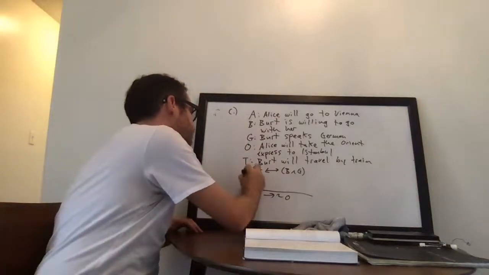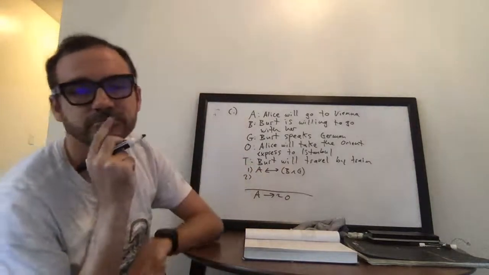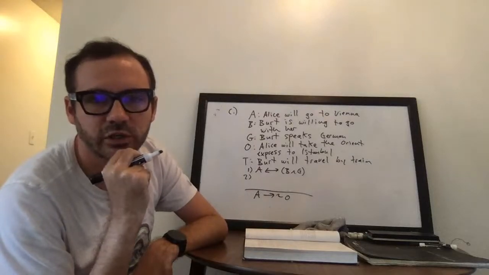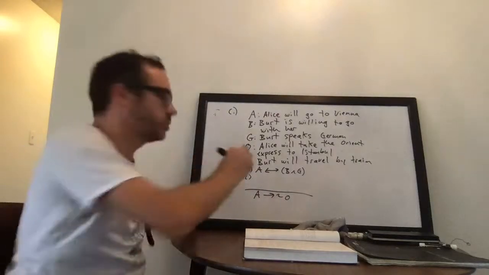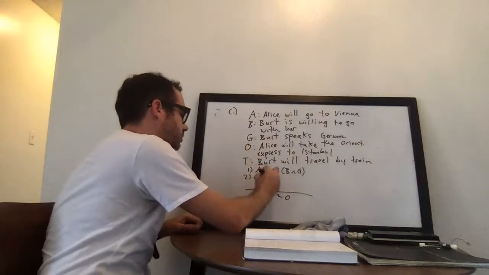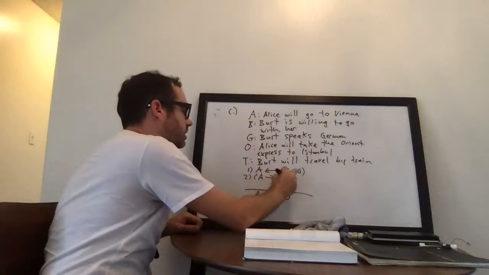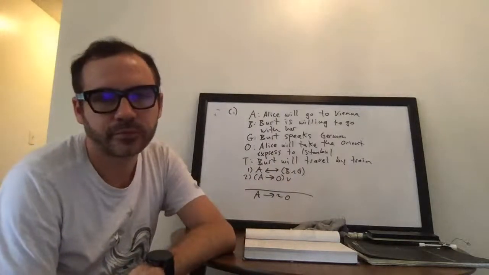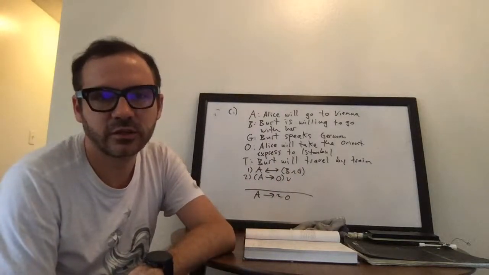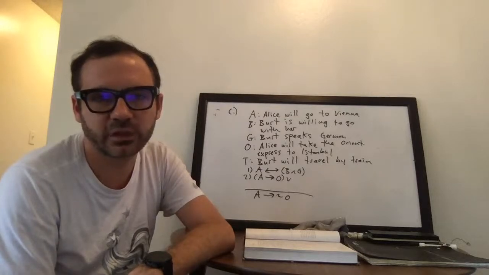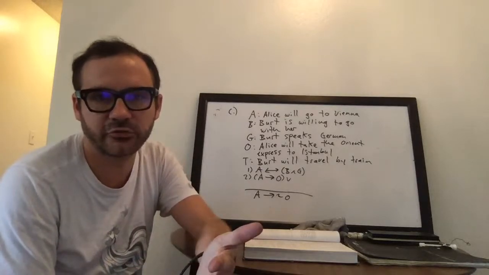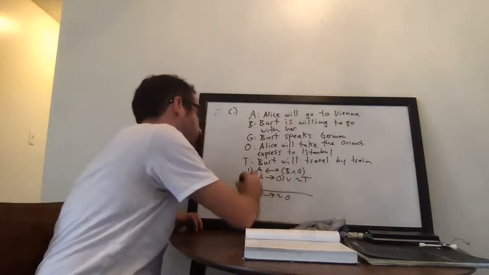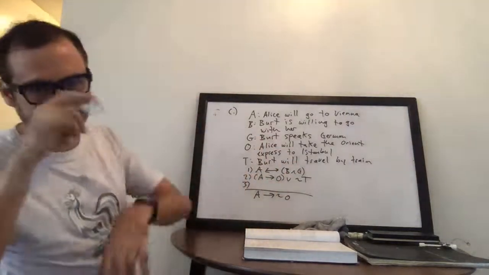So premise 2. A, then O. Okay, good. So if Alice does go, then she will take the Orient Express. Unless, now that's the or symbol, unless what? Unless Bert refuses to travel by train. So basically Bert will not travel by train, not T. Good.